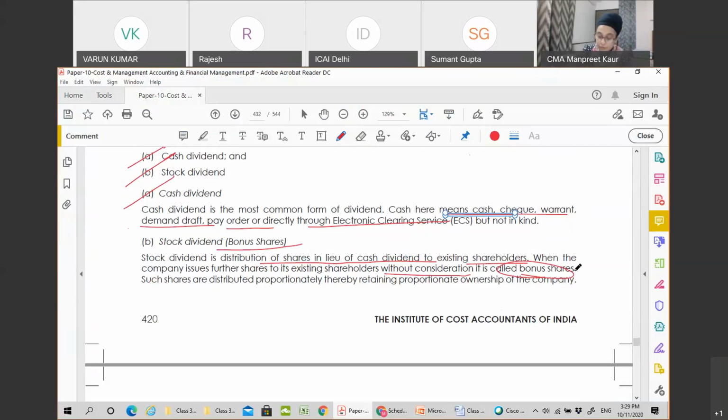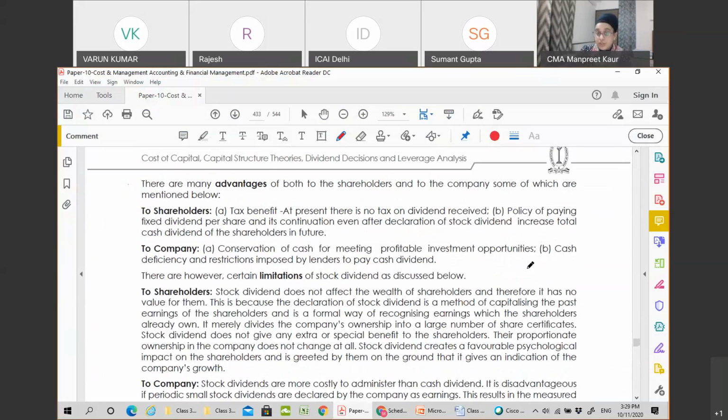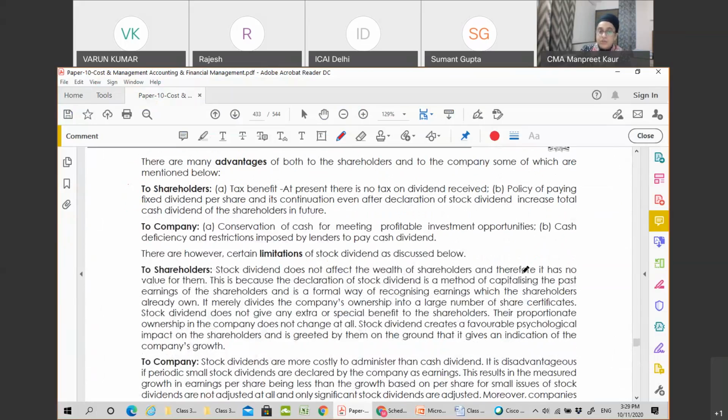Such shares are distributed proportionately, retaining the proportionate ownership of a company. There are advantages to both the shareholders and to the companies. What are the advantages? What are the limitations? Advantages in the viewpoint of tax benefit, in the viewpoint of policy of paying the fixed dividend per share. To the company, it is conservation of the cash for meeting the most profitable investment opportunities. And B is the cash deficiency restrictions imposed by lenders to pay the cash dividend.